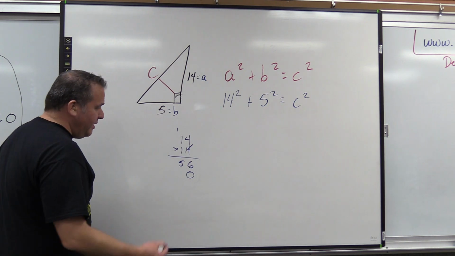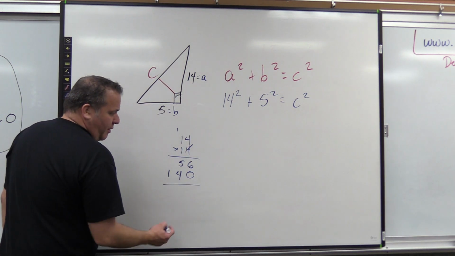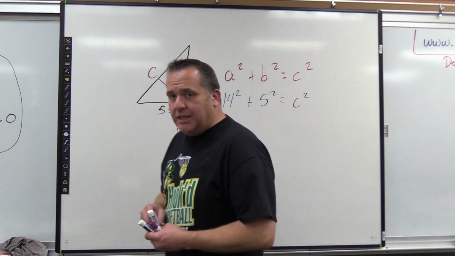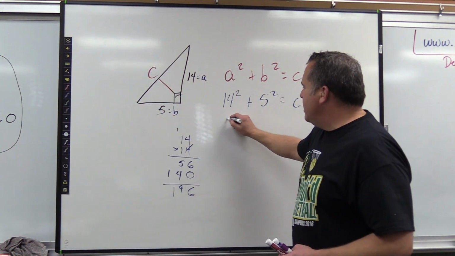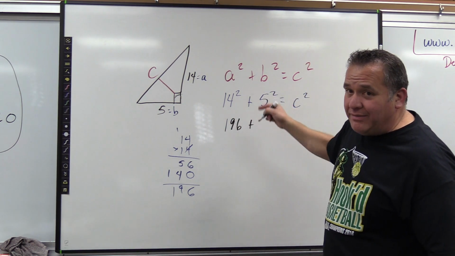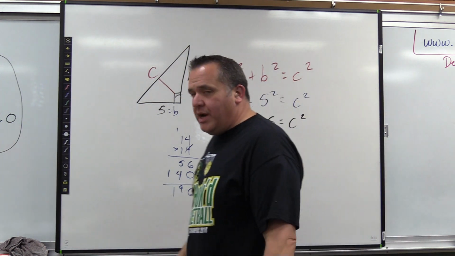There you go, get that zero spacer. 1 times 4 is 4, and 1 times 1 is 1. Now we're going to add this up: 6, 9, 1. 196. So this is going to be 196 plus 5 to the second power. 5 times 5, we also know is 25. And that's all going to equal c squared.